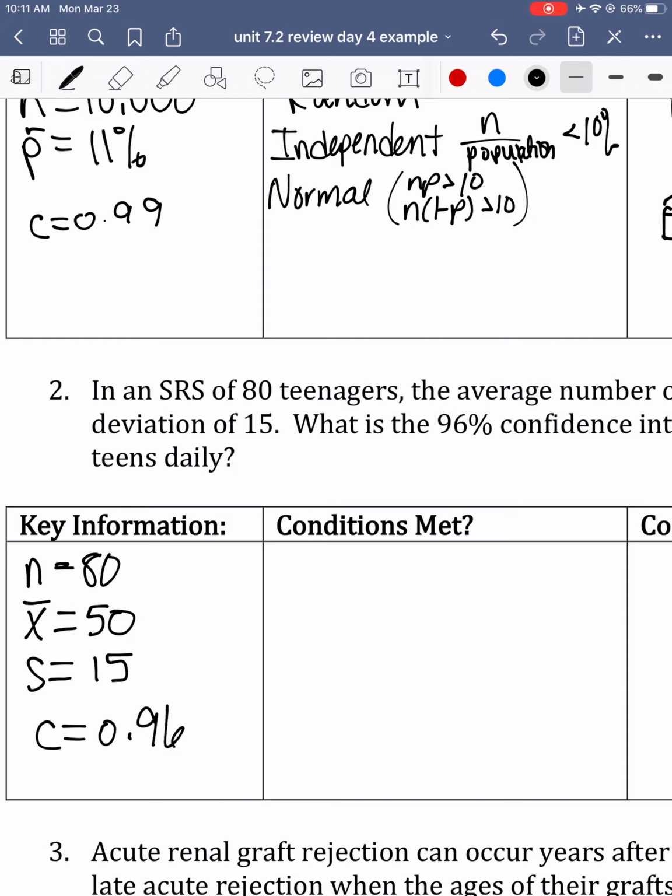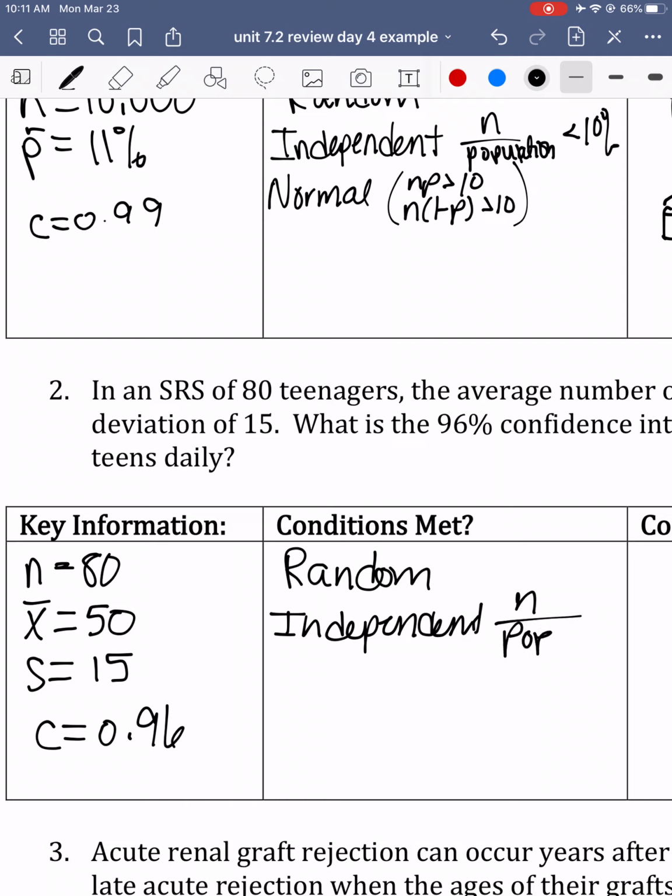So again, the conditions that I need to meet: did they take the sample randomly? Is it independent? So again, n over the population has to be less than 10%. And then a normal condition, since we are dealing with means here, the normal condition is just n greater than or equal to 30. And then they want to know the whole confidence interval.